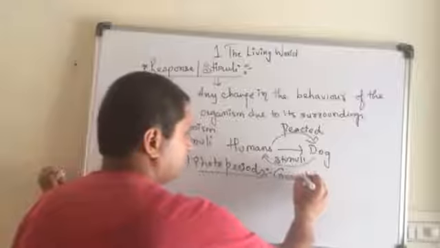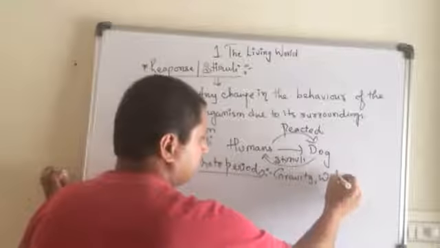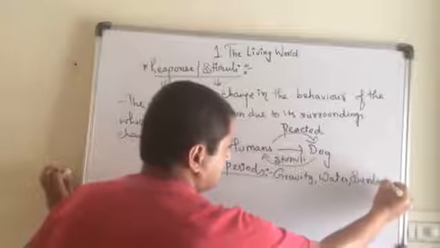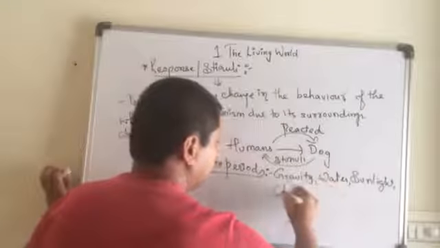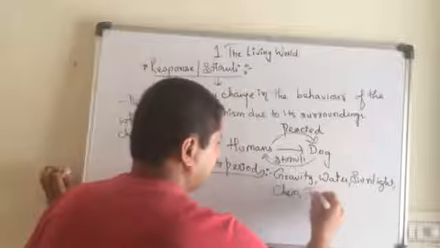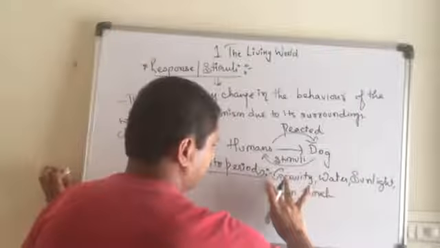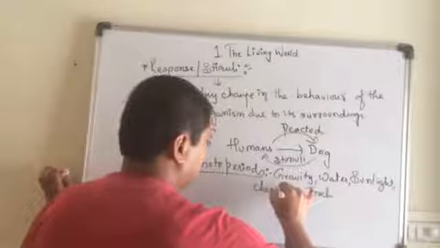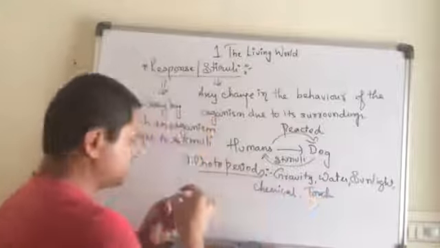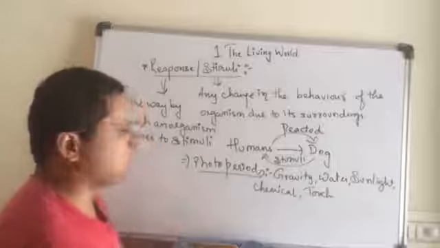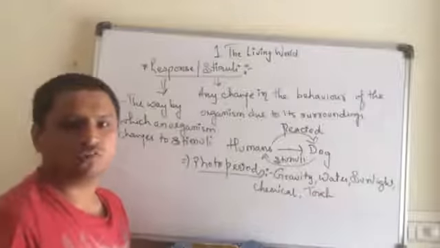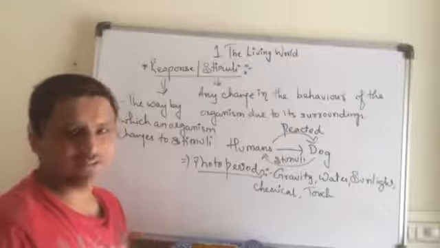And what do the plants respond to? They respond to gravity, water, then the sunlight, and the chemical and the touch. So these are the 5 parameters by which the plants respond, and with this thing they also differ from the non-living, the living, we can say.